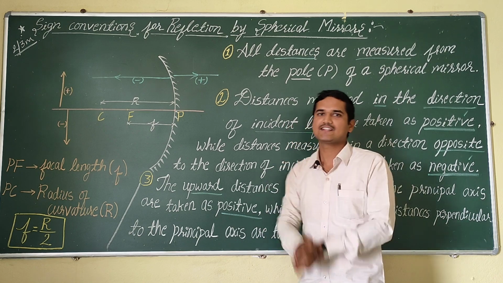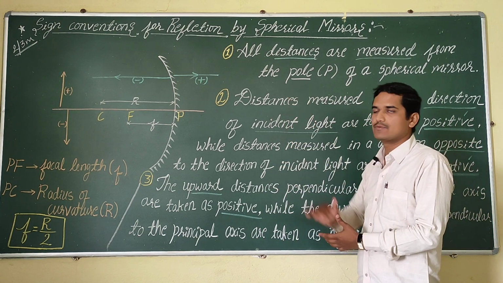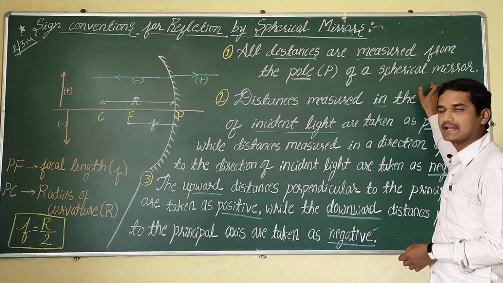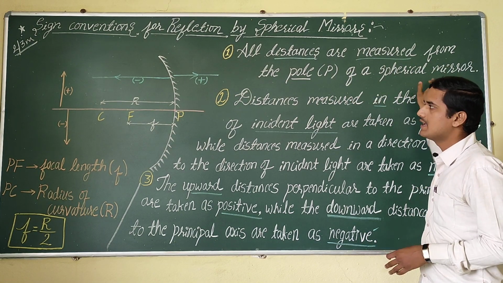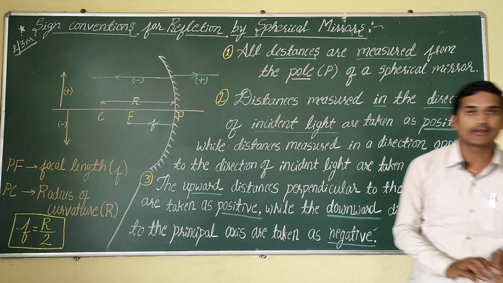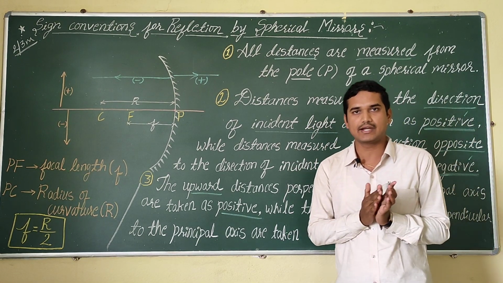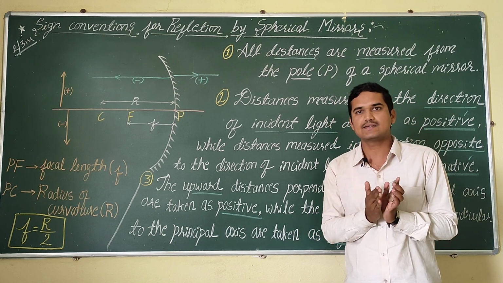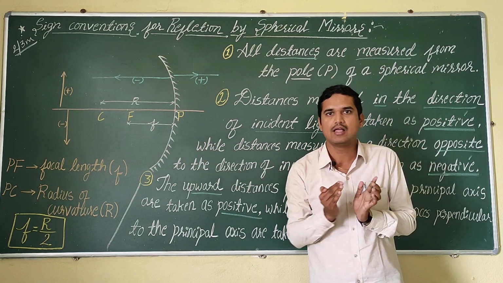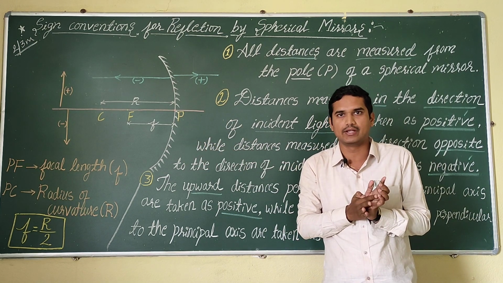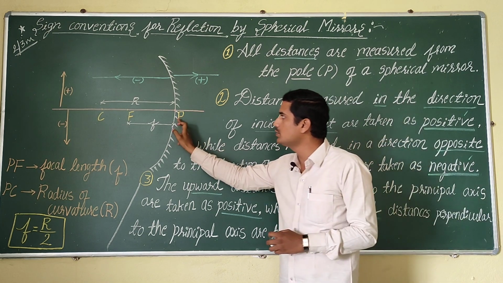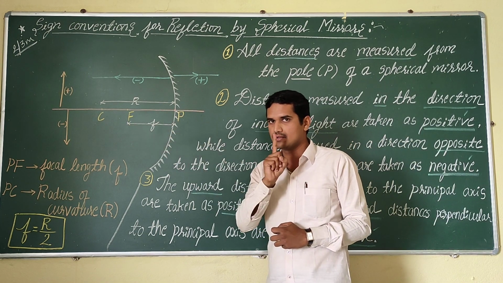Okay, so now let's go for the sign conventions. The first sign convention rule says that all the distances are measured from the pole of a spherical mirror. That means whatever the distance is, imagine it as a concave mirror. The distance from the object to that window, there is one window at that portion, should be measured from this pole, not from that side. The first rule says that all the distances should be measured from the pole only. This is the first rule.